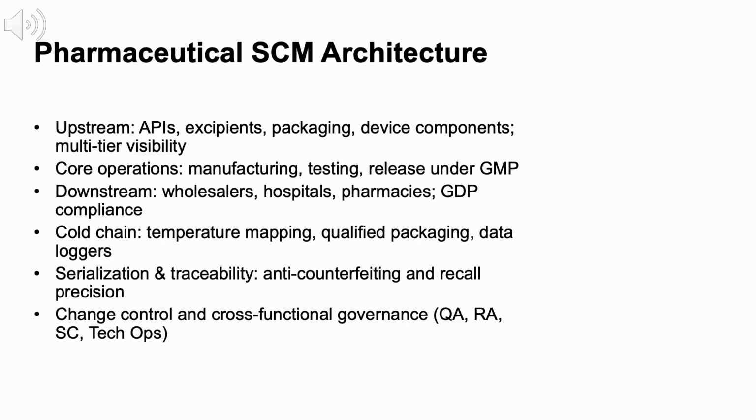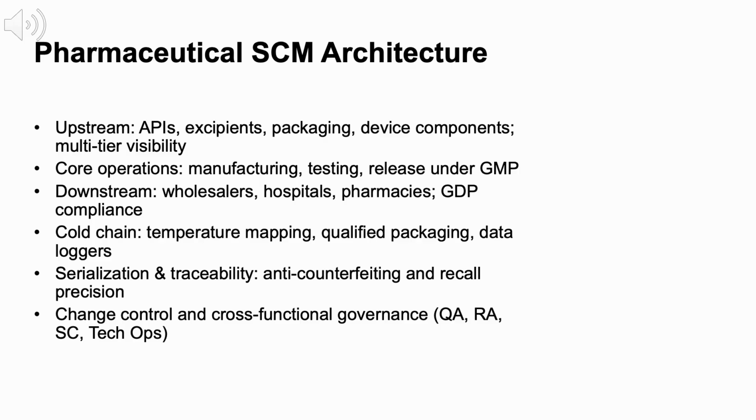On the downstream side, GDP codifies the controls necessary to maintain quality during storage and distribution: qualified depots and carriers, calibration of monitoring devices, segregation and labeling practices, and procedures for complaints and returns. Track and trace systems, such as those driven by serialization requirements, e.g., US DSCSA and the EU Falsified Medicines Directive, support anti-counterfeiting, diversion control, and precise recalls. Effective serialization also improves inventory accuracy and facilitates data-driven replenishment.